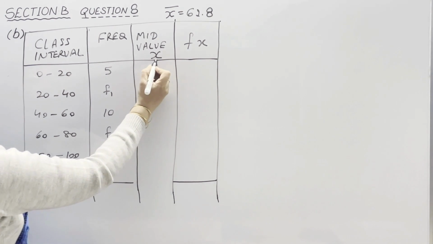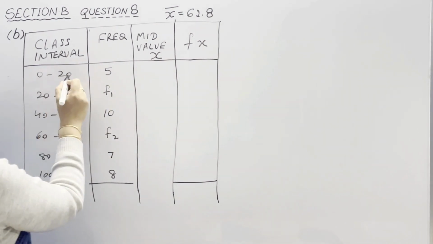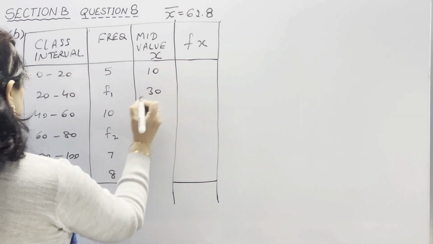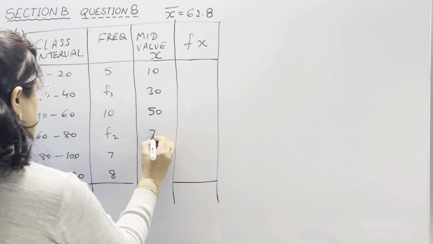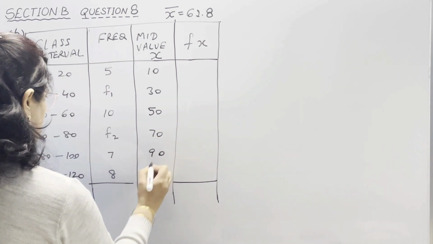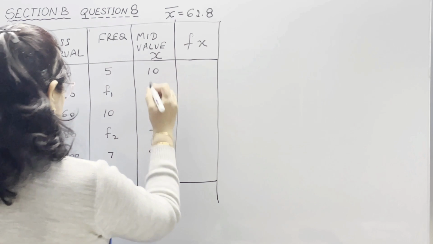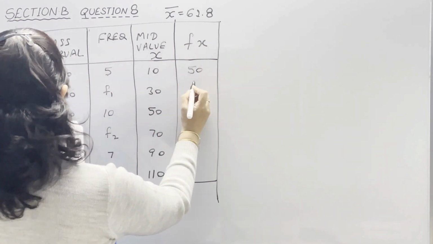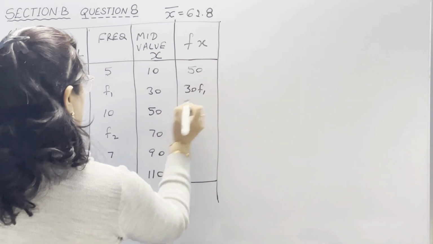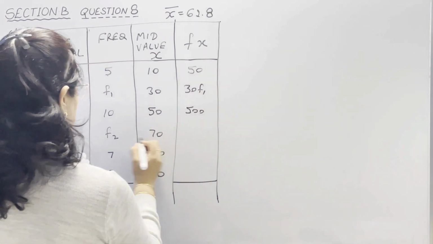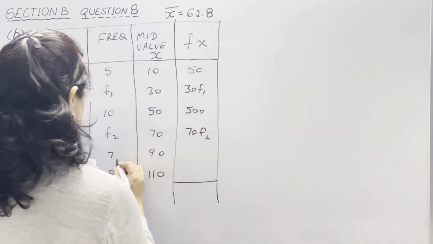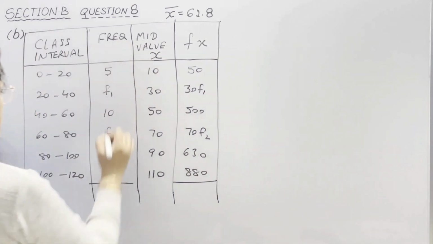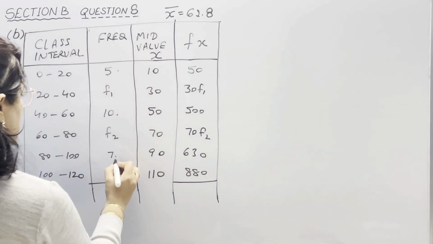We need to find the mid value, it means x. So in between 0 to 20, 0 plus 20 divided by 2, it means 10. Next is 30, next is 50, then 70, then 90 and then 110. So these are our mid values. So the values of fx are 50, then 30 f1, then 500, then 70 f2, 630 and 880.